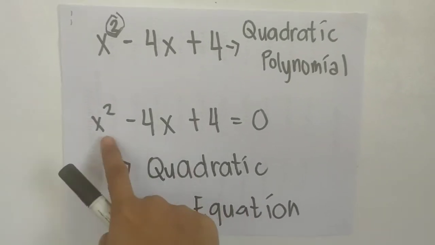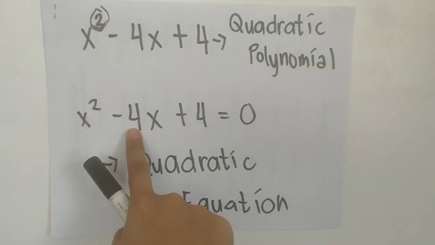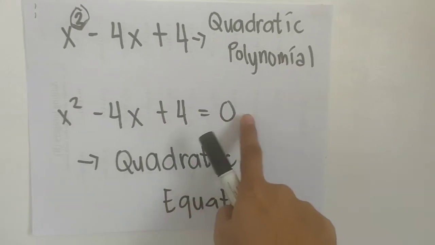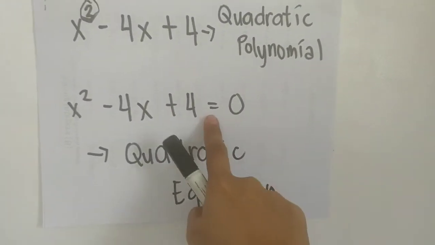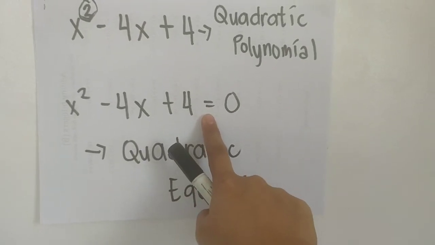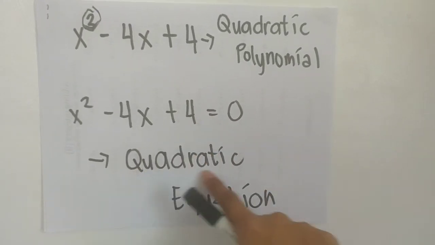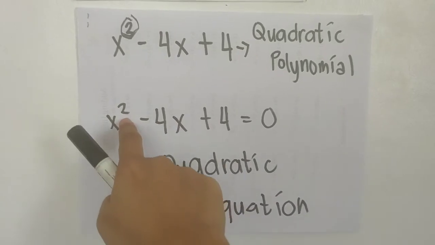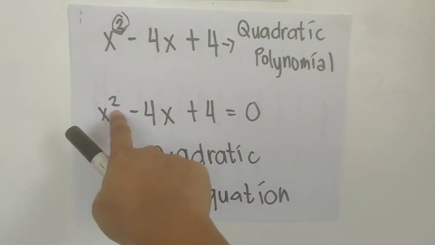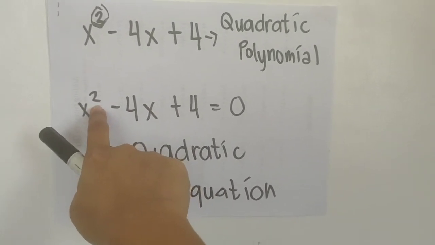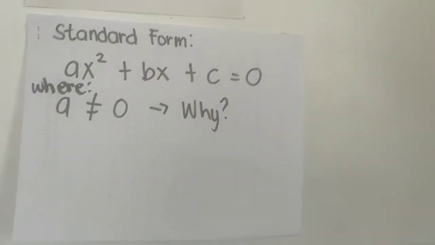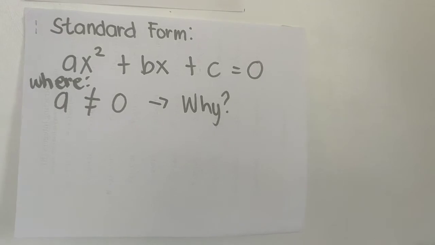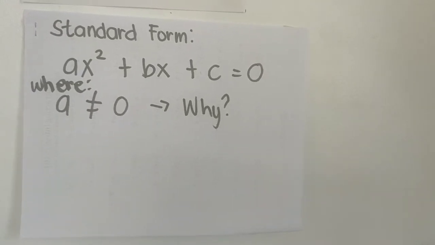So, for example, we have here x squared minus 4x plus 4 is equal to 0. So, quadratic equation siya, equation because we can see here an equal sign. Okay, and then quadratic kasi ulit yung degree of polynomial or yung highest exponent is 2. Okay? Okay. So, sa quadratic equation, meron tayong tinatawag na standard form.